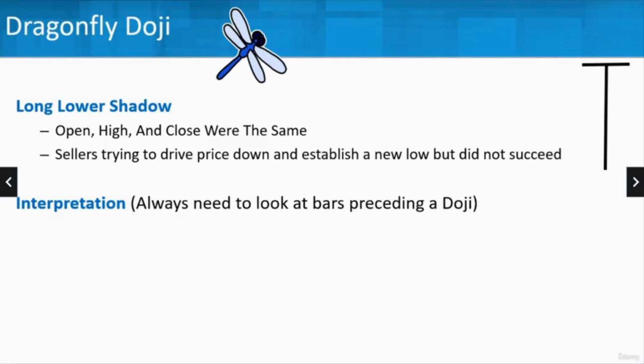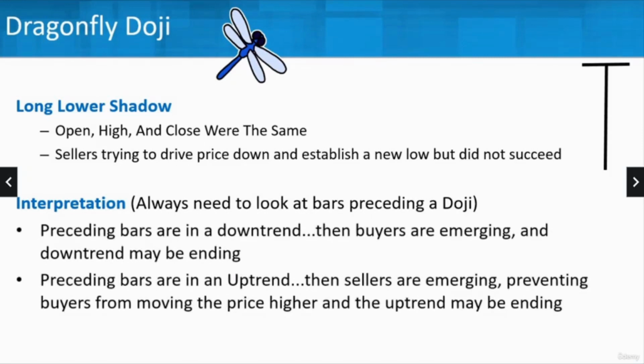In fact, not only did it not succeed, it got pushed back up to the point where the open and the close were a doji and were the same, and near the high it started at the opening of the day. So how you interpret that, and you always need to look at the bars preceding a doji to interpret a doji. Again, dojis don't tell us things just on their own. You've got to look at the bars preceding it, the candlesticks preceding it. So if the preceding bars are in a downtrend, we're trending down, then buyers are emerging, and the downtrend may be ending.